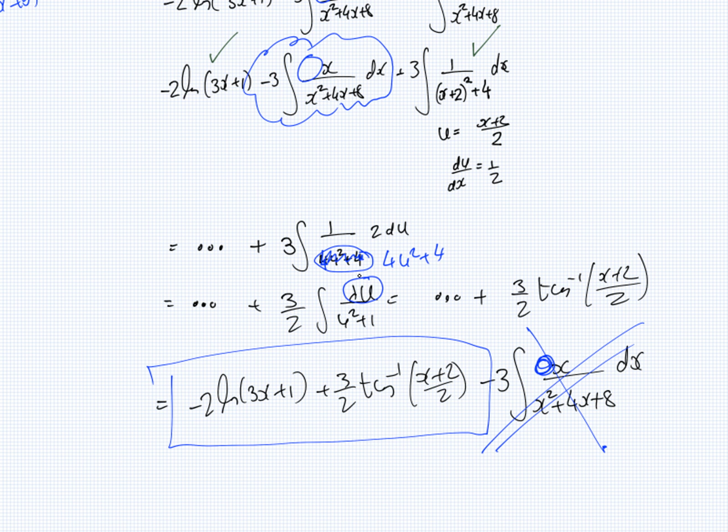Getting serious on the maths, is it? How do you get 4u squared plus 4? Yeah, because here's x plus 2. And you can see that x plus 2 equals 2u. So what's x plus 2 squared? Okay. If I square this, I square this, and I get this.